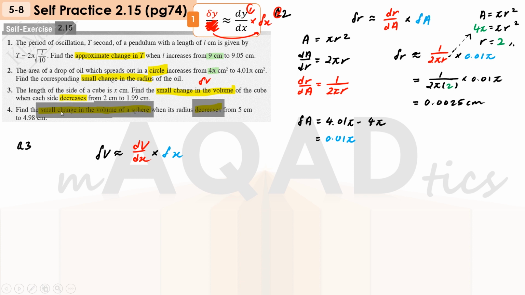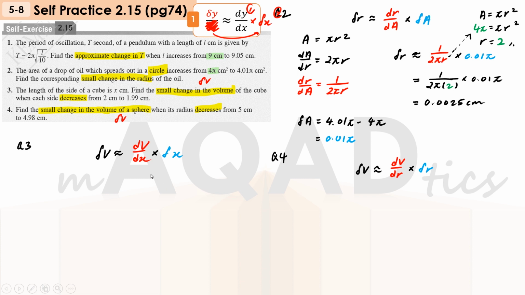For the fourth question, small change in the volume of the sphere, so this one is also delta V, and it says that the radius decreases from 5 to 4.98. So to find delta V, it's almost the same. This one is dV over dr, because the radius and the volume of a sphere are related. Then times delta r.